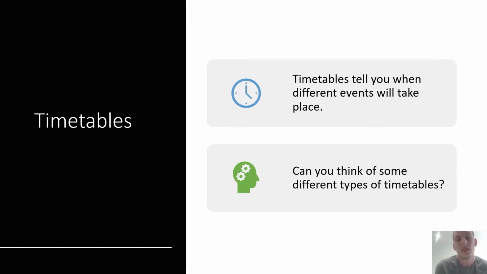Now, this is a task for you. Can you think of some different types of timetables? So what you need to do is pause the video and have a think to yourself, speak to a family member, speak to the wall, speak to some grass, speak to a book, and then write down some different types of timetables that you can think of. So pause the video, complete the task, and then press play when you're ready to go through this.